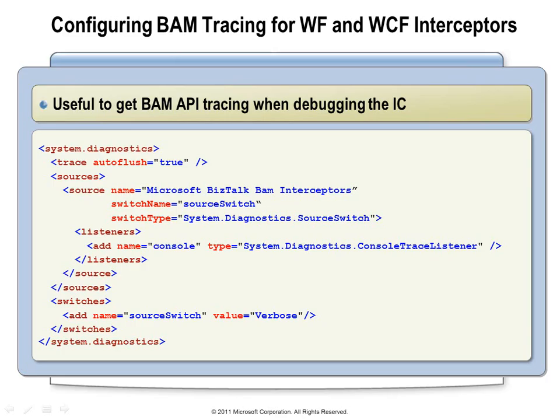If you're having any problems with your tracing or things not working, you can use the system diagnostics tracing to debug that information to find out maybe what's going on there. So you can add in the source here, or the Microsoft BizTalk BAM Interceptors. You could add in whatever kind of listener you want depending on your host. So you could add in the console listener if you're hosting a service and a console app for testing. You could use the XML trace listener to write out to an XML file, or the event log listener.